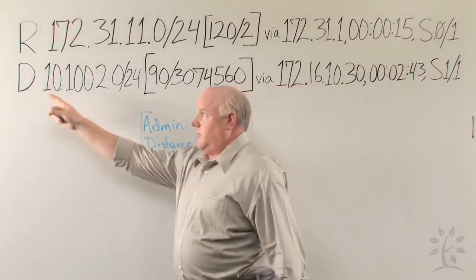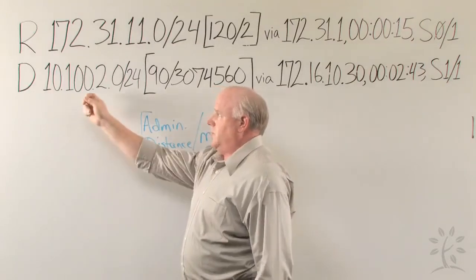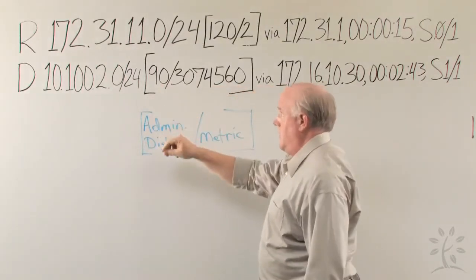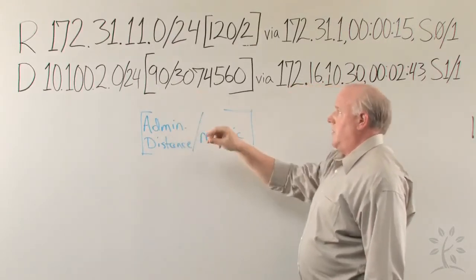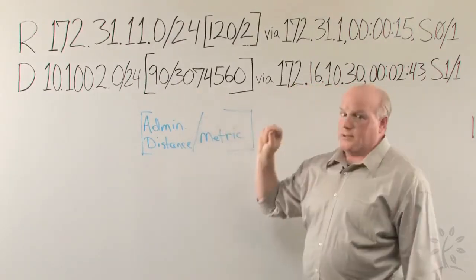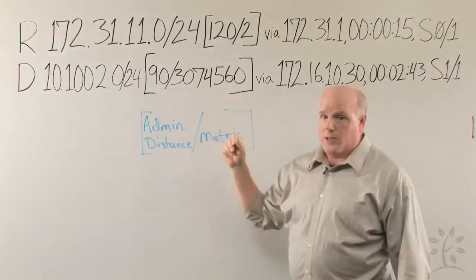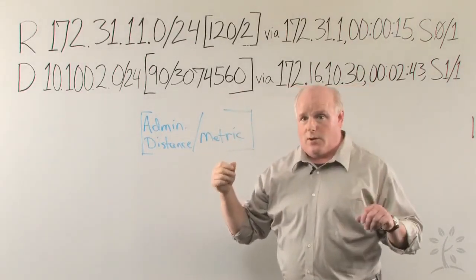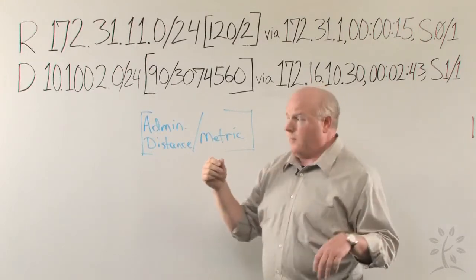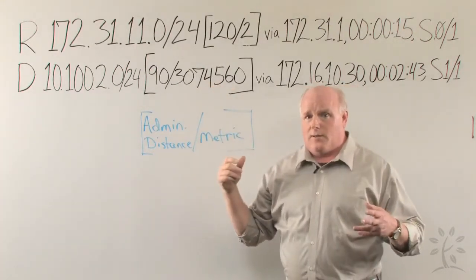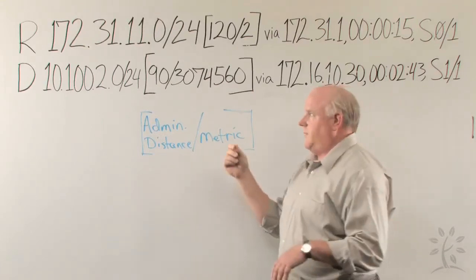So using the EIGRP protocol, there's a route to this network with an administrative distance of 90 and a routing metric of 3074560. Big numbers. Now we don't need to worry about the metric because there are many more calculations going on in the background for EIGRP, and each protocol is going to have a metric that comes out just a little bit differently or considerably different.